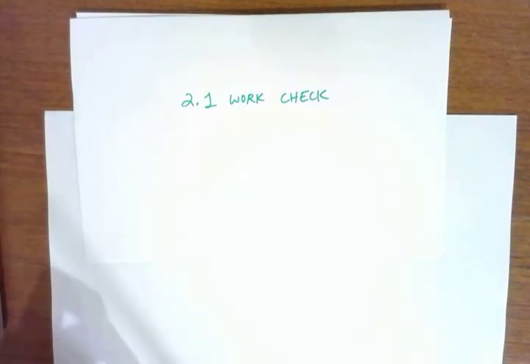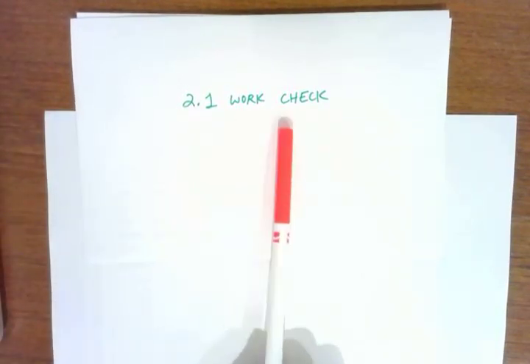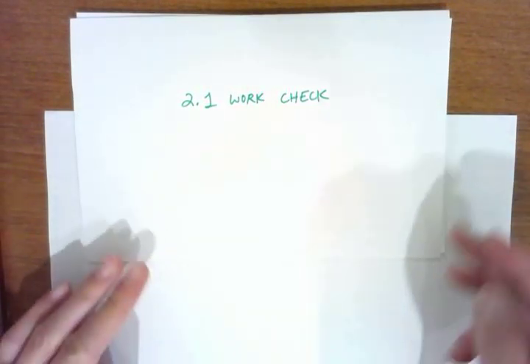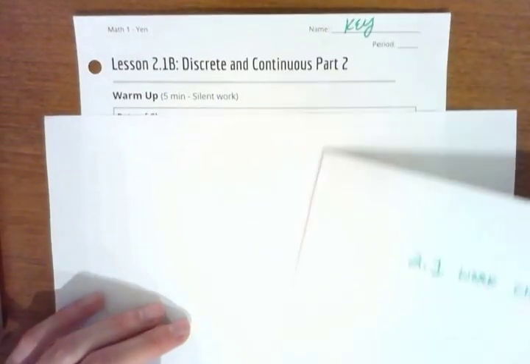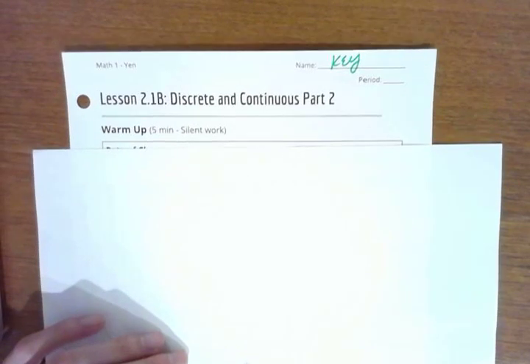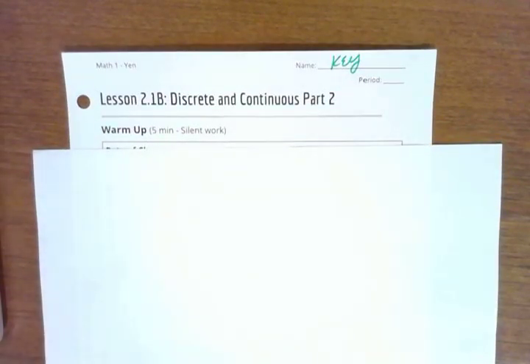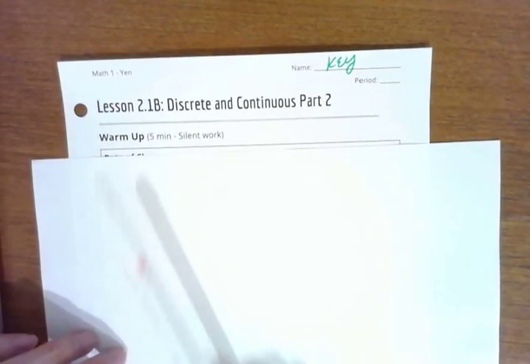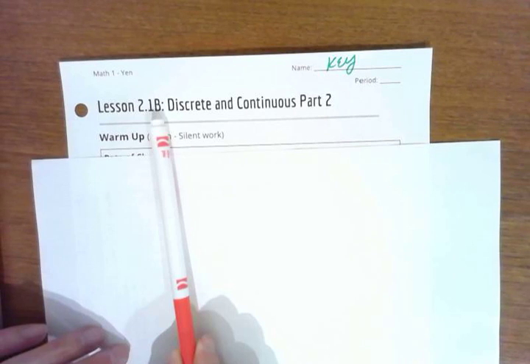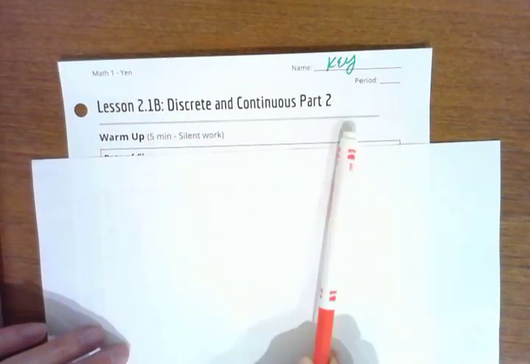These are the video notes for the 2.1 work check. In this work check, we're going to be looking over your do now from today, and we're also going to look at the classwork that you did yesterday too, to make sure that you're on the right track. So from today's warm-up, the 2.1b, discrete and continuous functions, part 2.